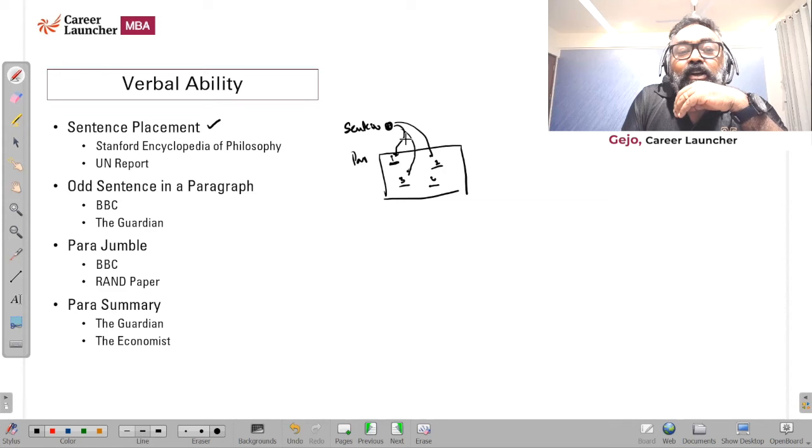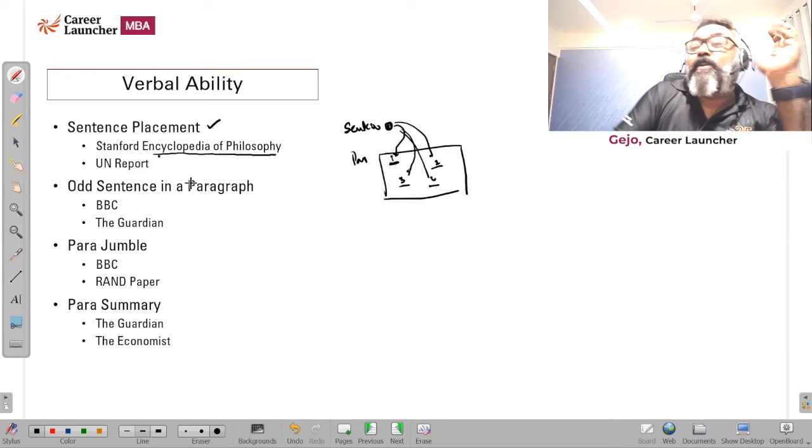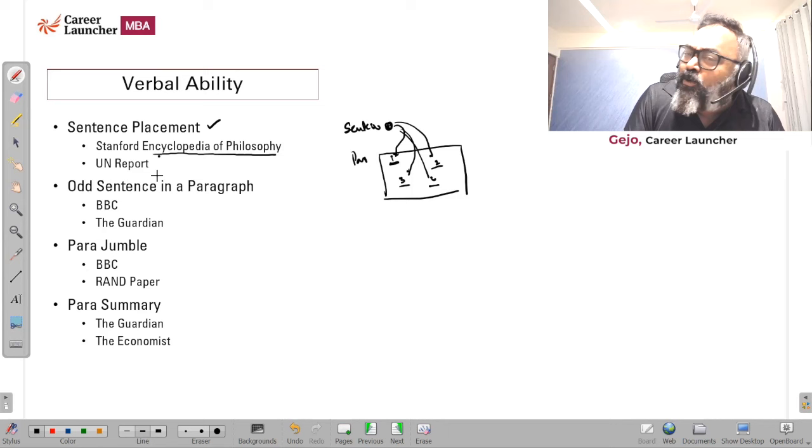So we had two of them. One was again taken from the Stanford Encyclopedia of Philosophy. For some reason, this question setter really liked the Stanford Encyclopedia of Philosophy. And the second was taken from a UN report. This was the sentence placement story.